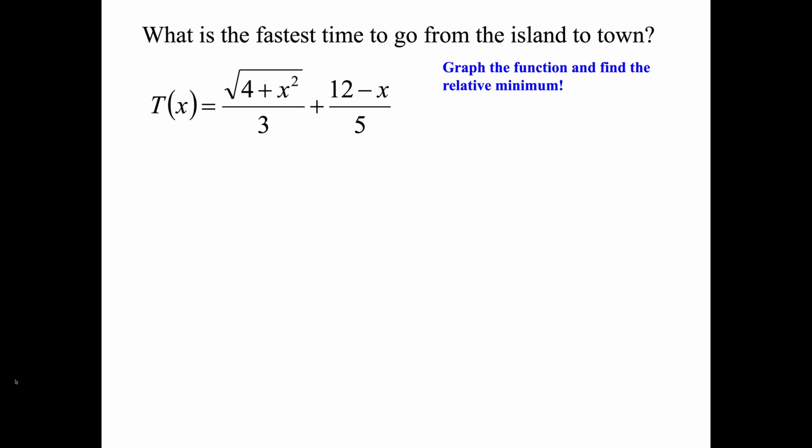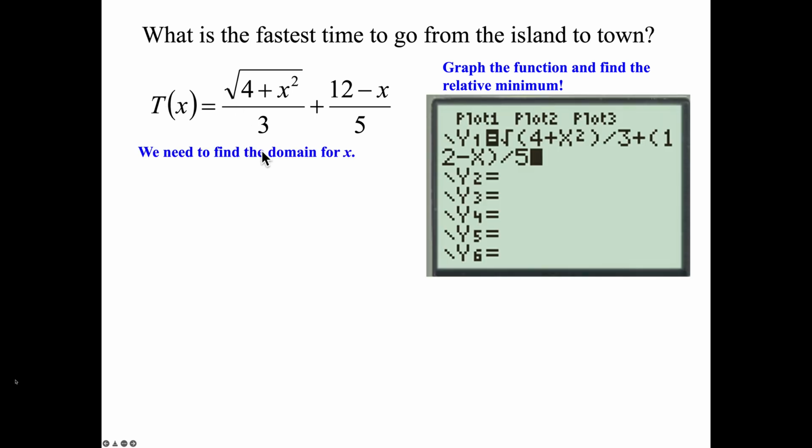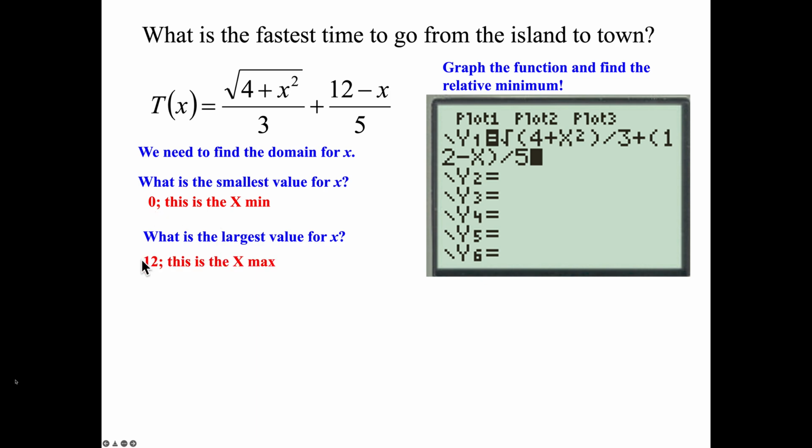All right, so let me bring my calculator over. Well, first let's see, I think we've got to set up our domain. Your smallest possible x would be 0. Your largest possible x would be the distance down the beach to the town, that's 12.